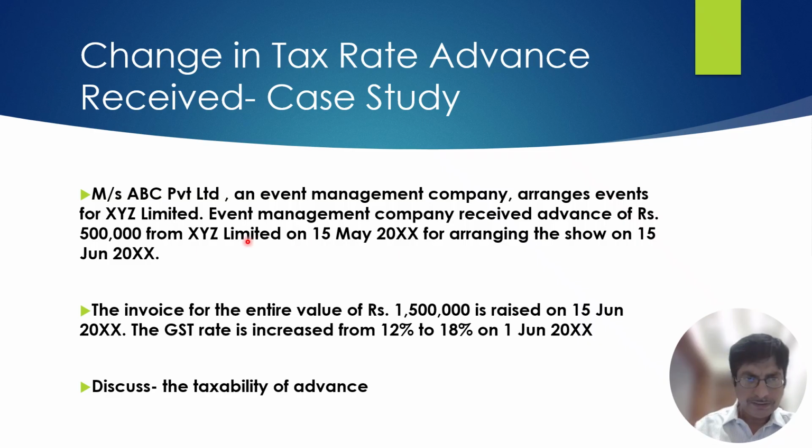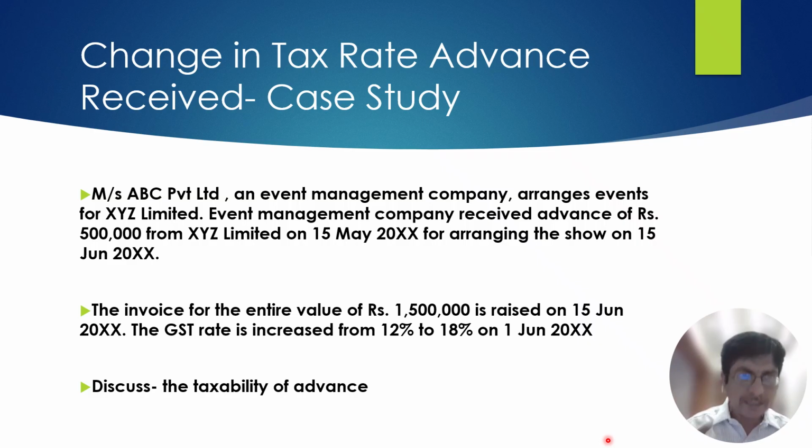What are the 3 events? There is an advance before the change in tax rate, correct. The supply is on 15th June, when the event happened and the service is provided, correct? So 15th June is after the change in tax rate. And the invoice is also raised after the change in tax rate, on the date of supply by virtue of section 31. Okay. So the 2 events have happened after the change in tax rate. That is, the date of invoice and date of supply are after the change in tax rate. So the new rate is applicable.